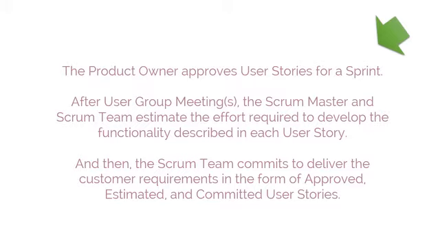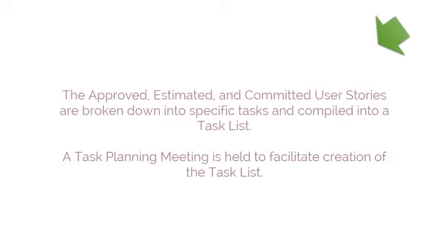Another process that is part of the plan and estimate phase is create tasks. In this process, the approved, estimated, and committed user stories are broken down into specific tasks and compiled into a task list. During this process, a task planning meeting is held to facilitate creation of the task list.